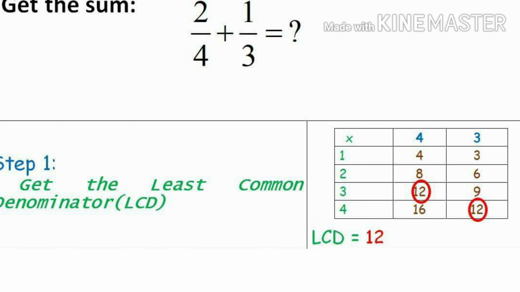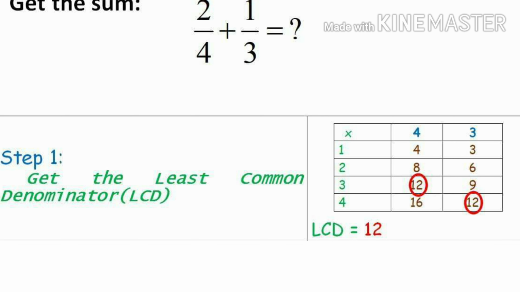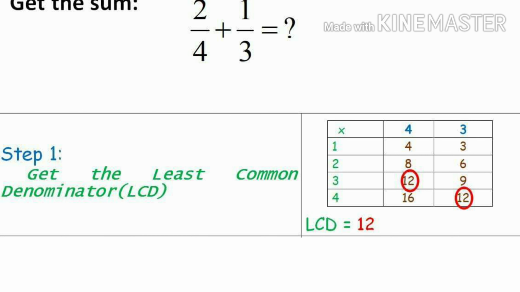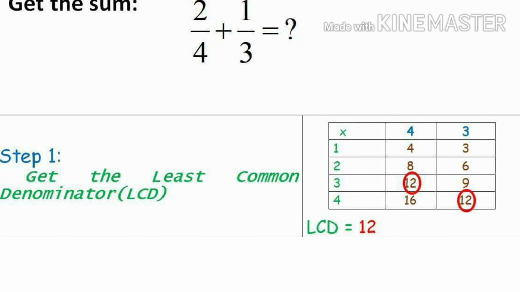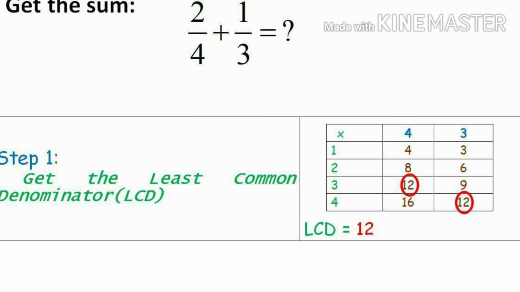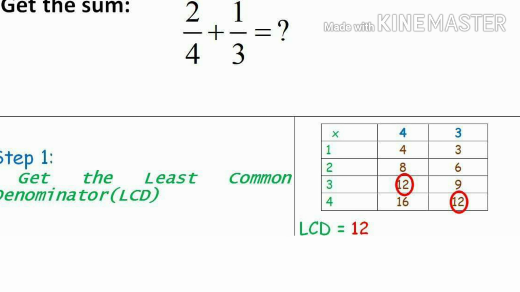So let's have multiples of 3 then. So again, do the same. Multiply 3 times 1, that gives us 3. 3 times 2 would give us 6. 3 times 3 would give us 9. And 3 times 4 would give us 12. So right there, would you be able to find out your least common denominator? Well, as you can see, 12 would be common to both numbers, 4 and 3. And this would be the least that would be common to both. So we'll take 12 as our least common denominator.